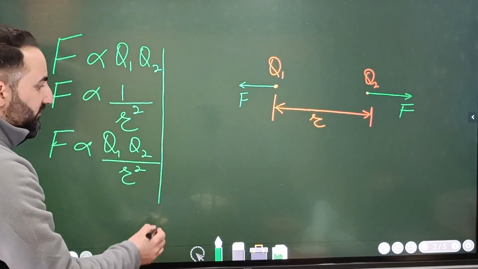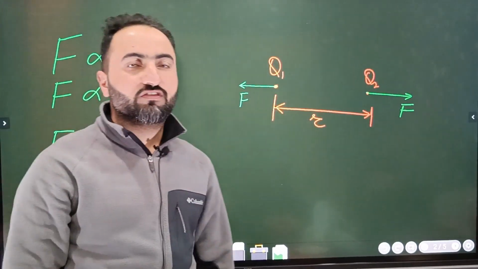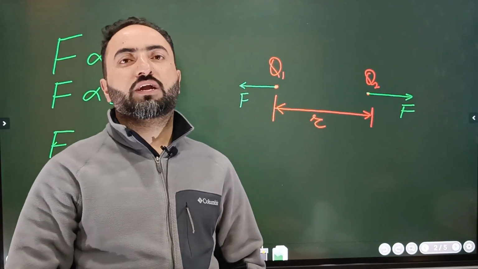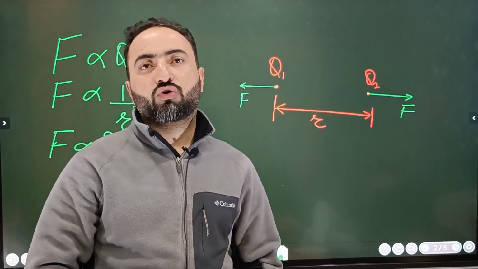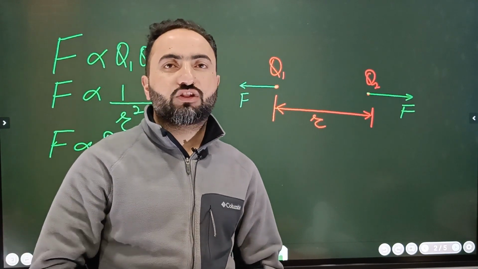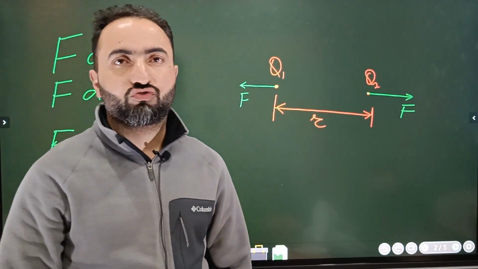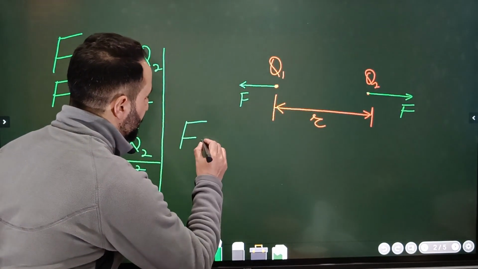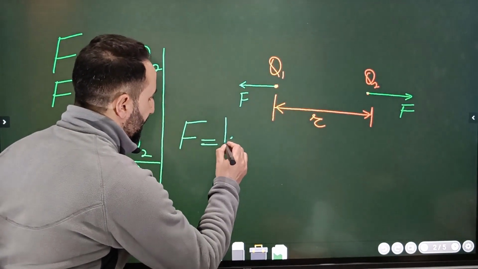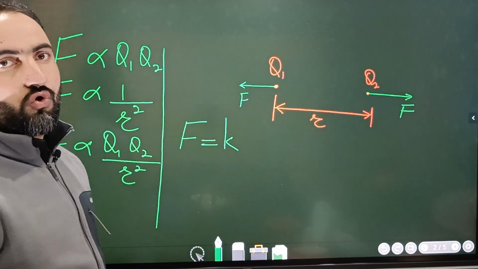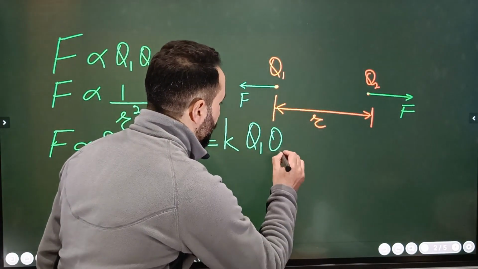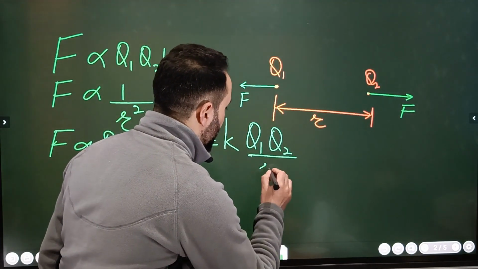Next, what I'm going to do is this. Obviously, this proportionality sign will be replaced by a constant, and the constant is called the constant of proportionality. And here in Coulomb's law, that constant is called the electrostatic constant. So this is what I will write down. F is equal to small k, the constant of proportionality called the electrostatic constant, multiplied by this Q1, and then this is Q2, and then r square.